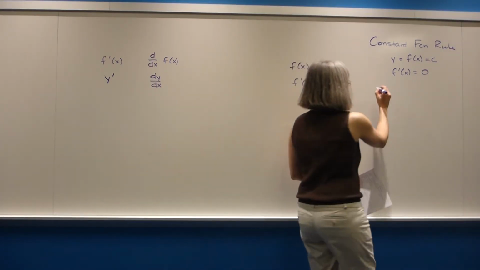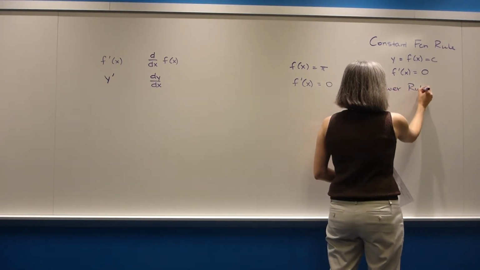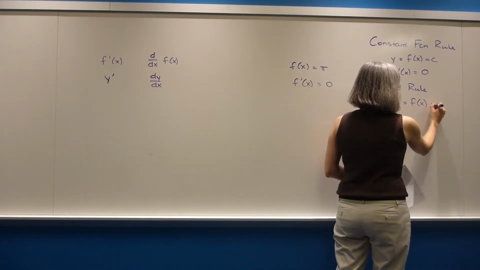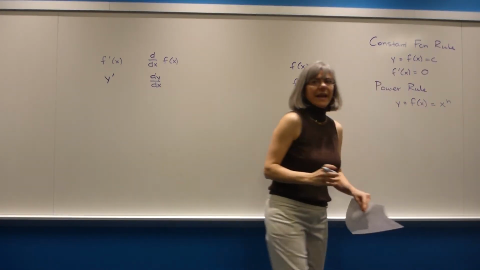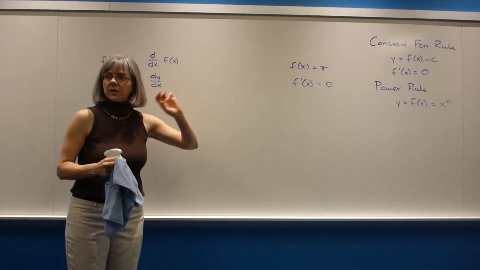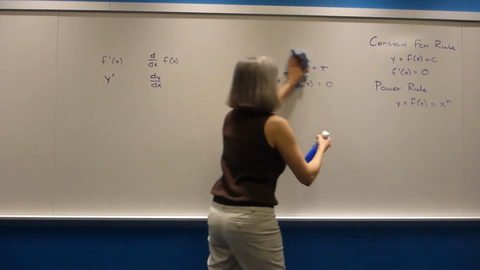Okay, here's one. We're going to work up to the power rule. So the power rule is going to be for functions that look like this. X to the n, x to some power. A polynomial is a combination of power functions. The power function is just the simple one, just x to the whatever.